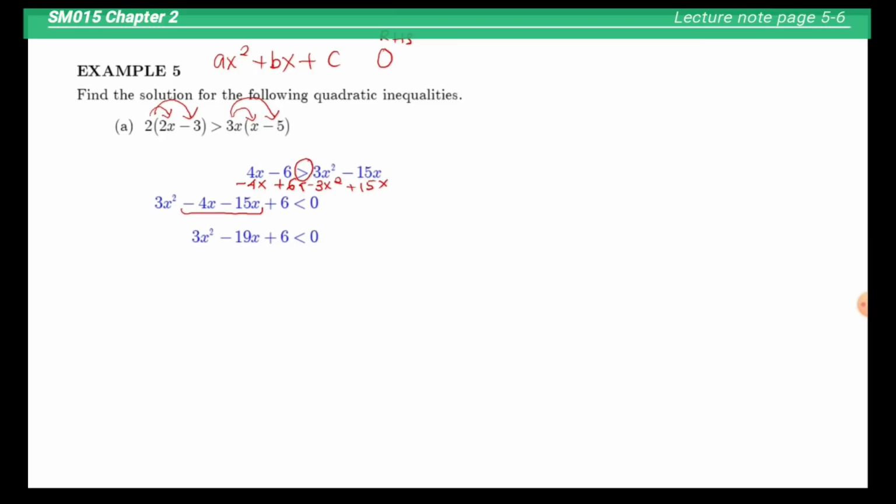To solve the quadratic inequality, you need to factorize the expression on the left-hand side by using the calculator. So you have 3x minus 1 times x minus 6. These are the crucial terms that you need to find before you solve the quadratic inequality: the factors on our left-hand side and the zero on our right-hand side.